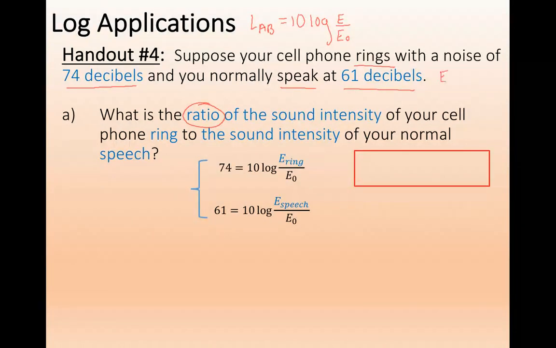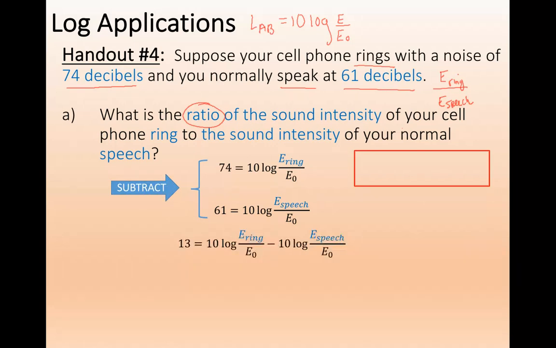My goal is to figure out what E sub ring over E sub speech is. That's what it's saying: the intensity of ring to the intensity of speech. So what can I do with these? I can subtract them. I get 13 equals 10 log E sub ring over E sub 0 minus 10 log E sub speech over E sub 0. When you're subtracting, what does that mean you do with the arguments? Divide. So now I've got 13 equals 10 log E sub ring over E sub speech.